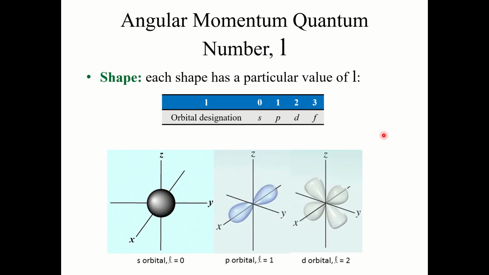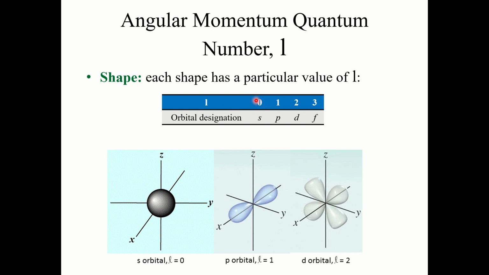The second quantum number is the angular momentum quantum number, L. Each shape has a particular value of L, and you will need to memorize these values and these orbital designations. L equals 1 corresponds to an s orbital.